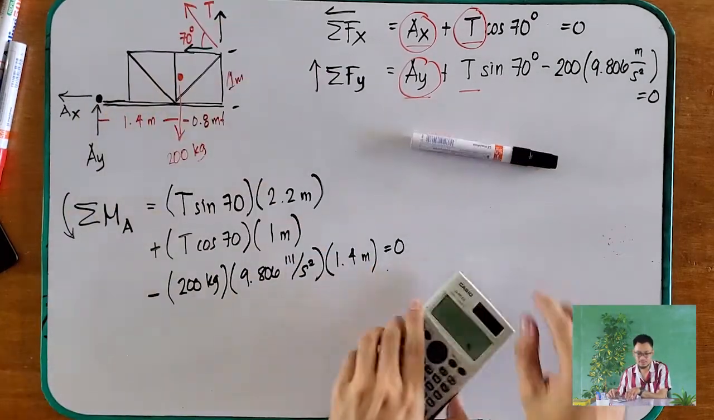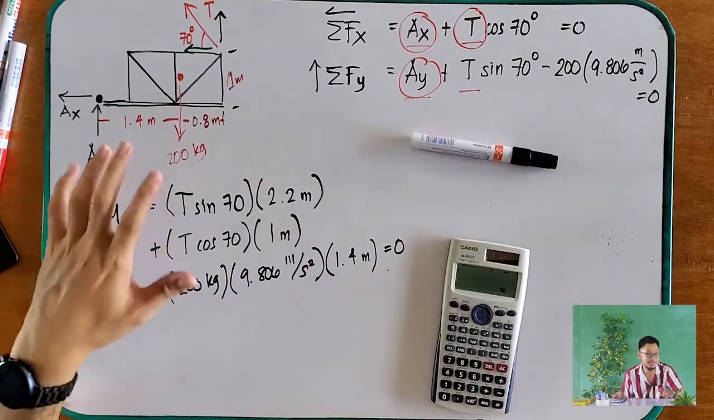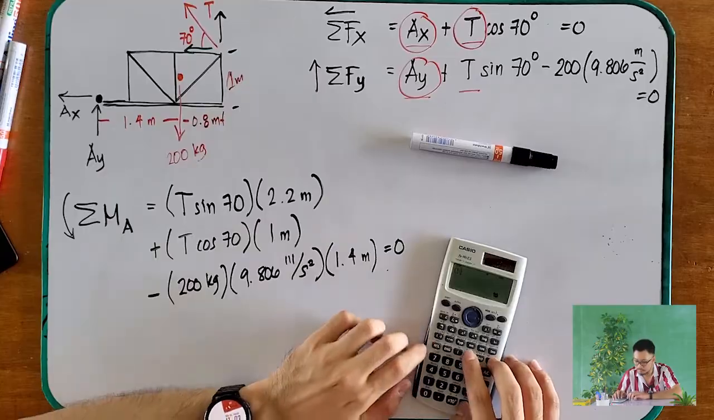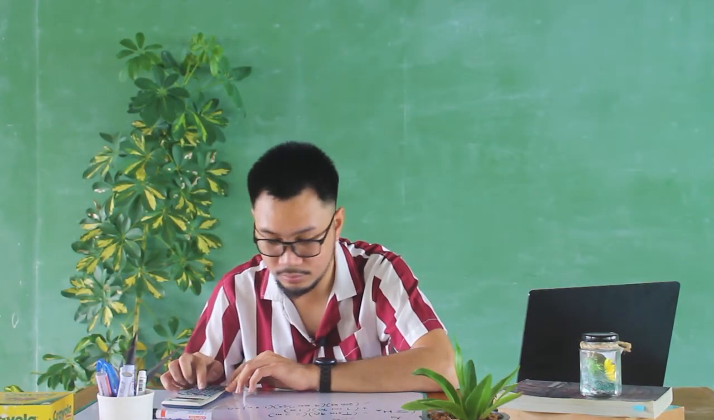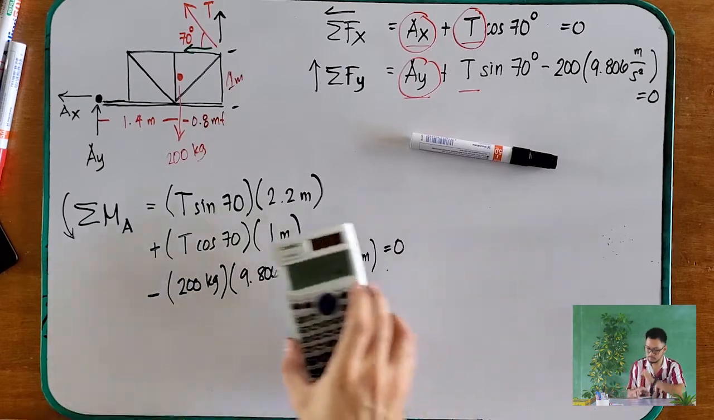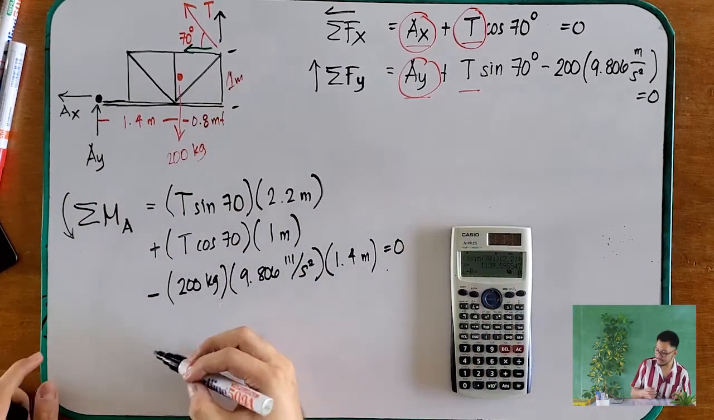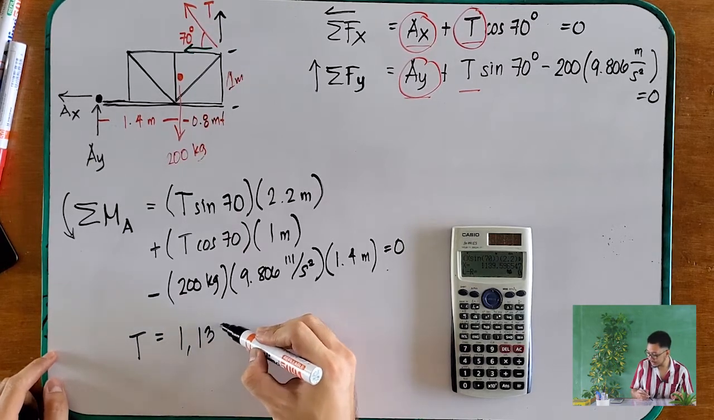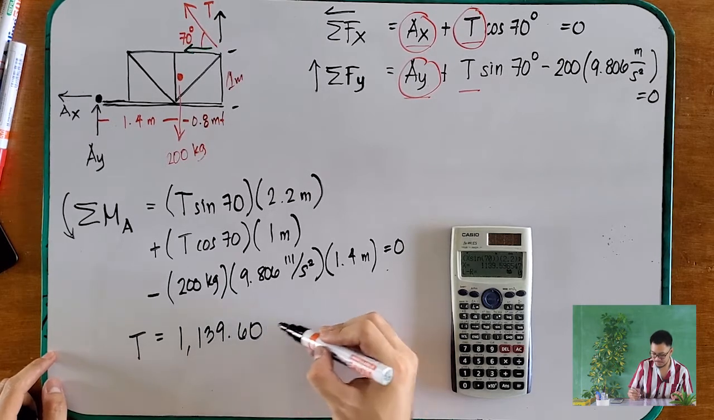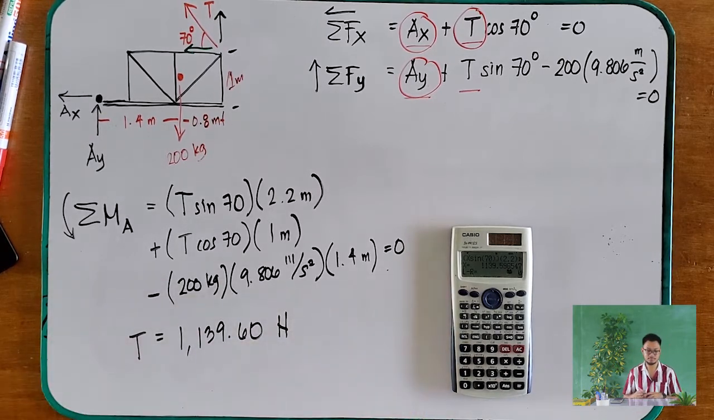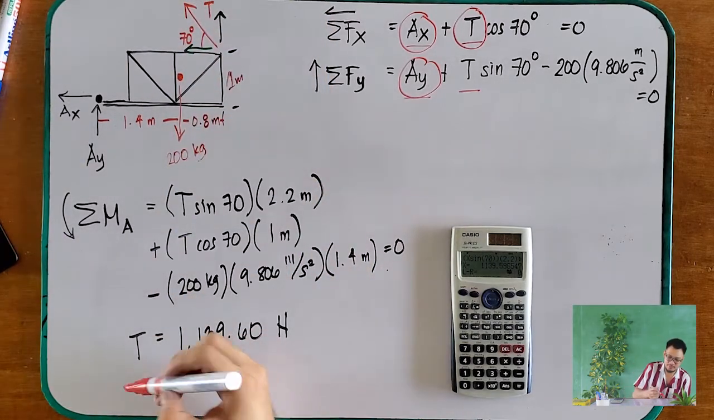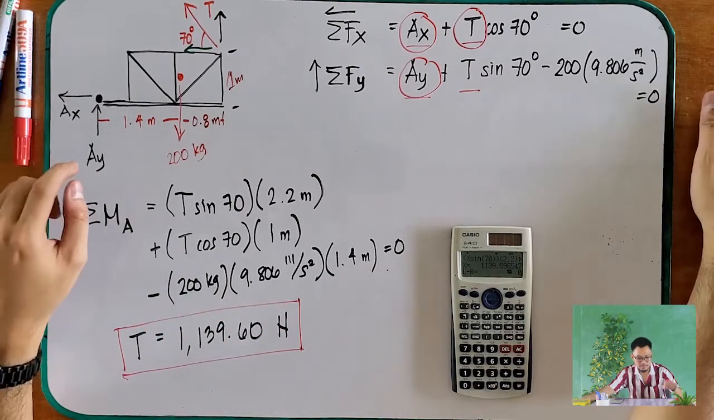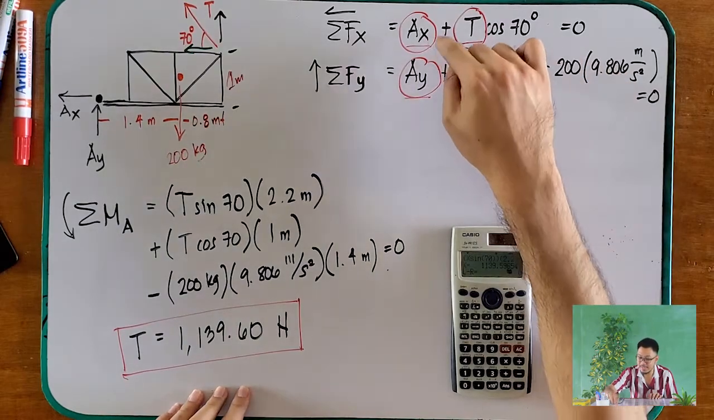So therefore, for your answer, again, we use shift solve so we don't have to transpose. So, your answer here for your T is 1,139.60 newtons. Okay? So, that is the answer for your T. Oh, we solved one already. OMG. Okay. And by using this value, we can solve for AX and AY.